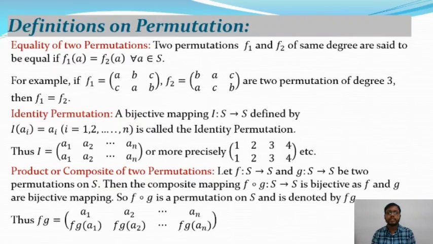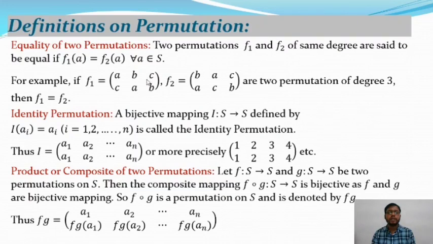After that we will discuss some definitions on permutations. The first definition is equality of 2 permutations. 2 permutations f1 and f2 of the same degree are said to be equal if f1 of a is equal to f2 of a for all a belongs to S. For example, let f1 be a permutation of degree 3, so the elements of the domain set are a b c, and the elements of the codomain set are c a b. That means a goes to c, b goes to a, and c goes to b.